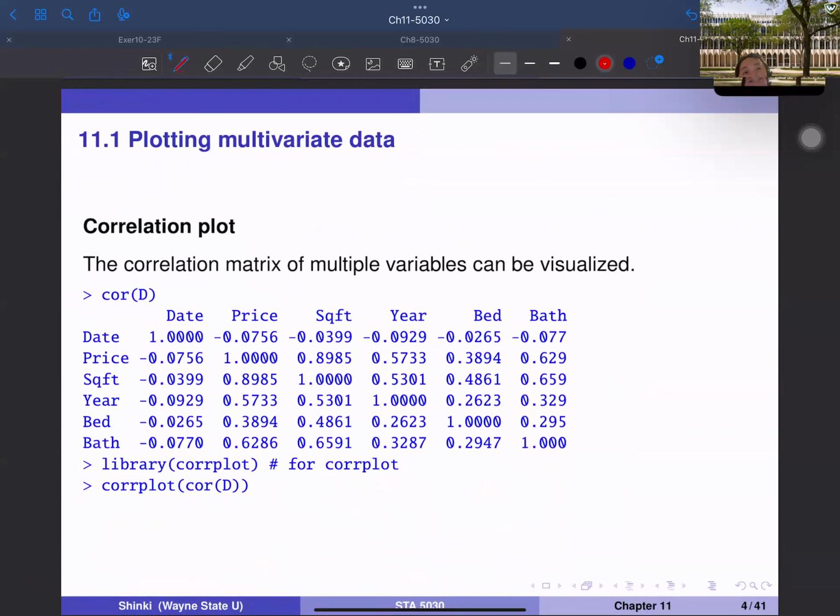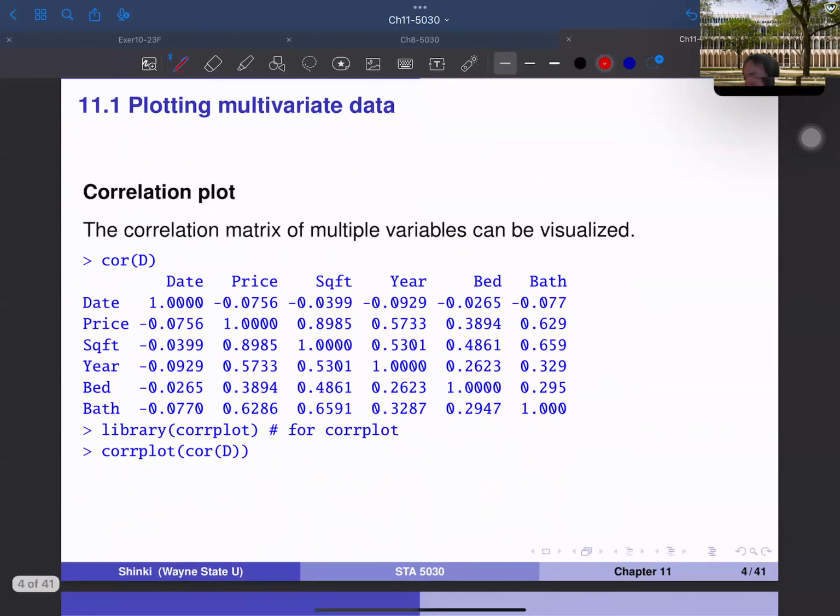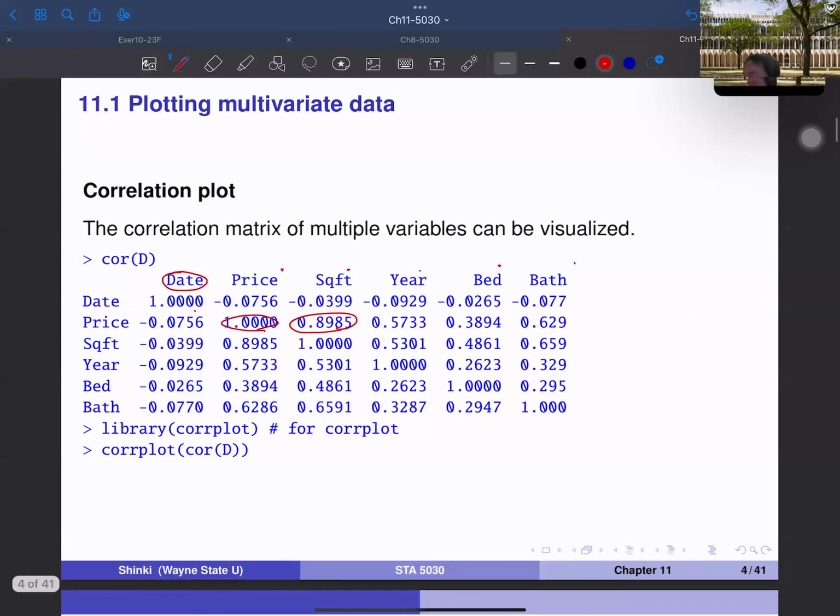Another way to present the relationship between variables is this correlation plot. The date isn't really very useful information here, but including the date, we have 6 variables: date, price, square footage, and so on, and we calculate the relationship between each pair of variables. Price and square footage have a very high correlation of 0.89. Price and price, of course, the correlation is 1, so the diagonals are all 1s. But for the other pairs, we have some positive and some negative correlations.